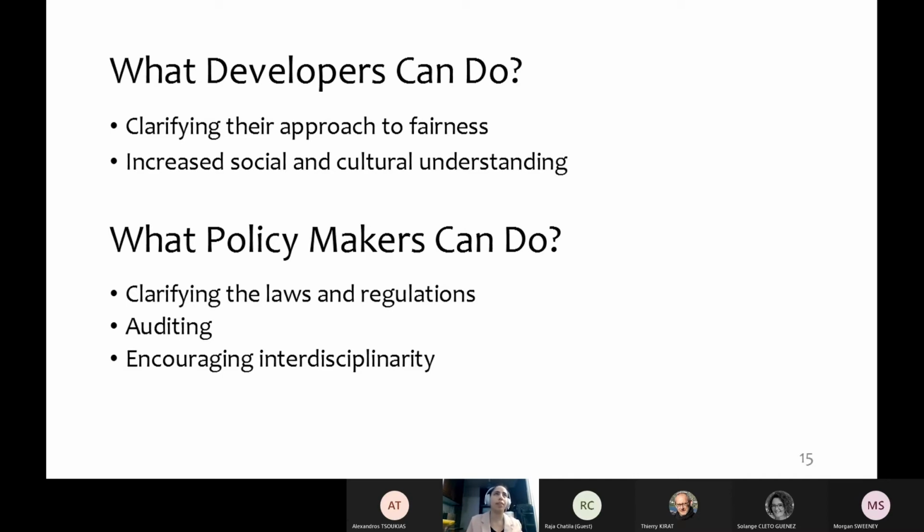And the second thing that developers could do is to have increased social and cultural understanding of the domain that they're working on. So there are two things here. There is knowledge about what the algorithm is going to do and whom it is going to impact. There is no algorithm in the world that can fix a broken system that has been historically broken for such a long time. So perhaps we need to understand the underlying factors of the unfairness that exists.